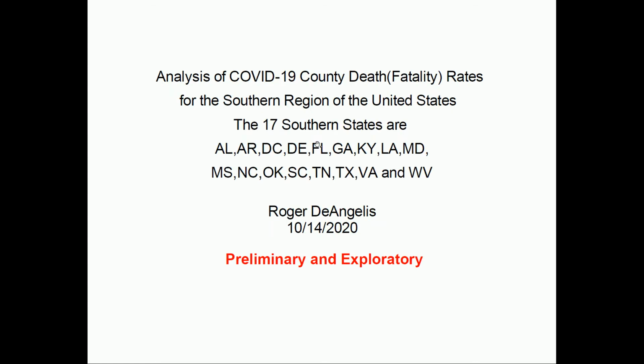Today we're going to talk about COVID-19 fatality rates for the southern region of the United States. There are 17 states in the southern region of the United States. This analysis is preliminary and exploratory.